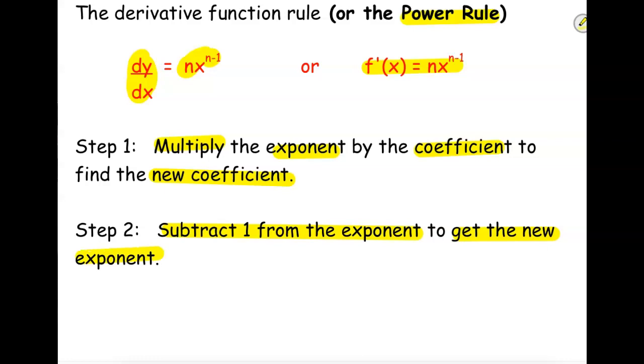All right, so we'll be doing some examples on the next slides using step 1 and step 2. Step 1 again is to multiply the exponent by the coefficient to find the new coefficient. And then step 2 is to subtract 1 from the exponent to get the new exponent.